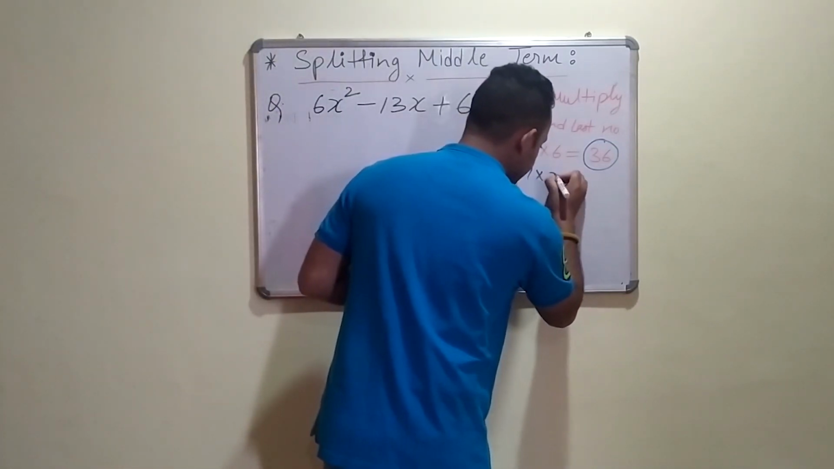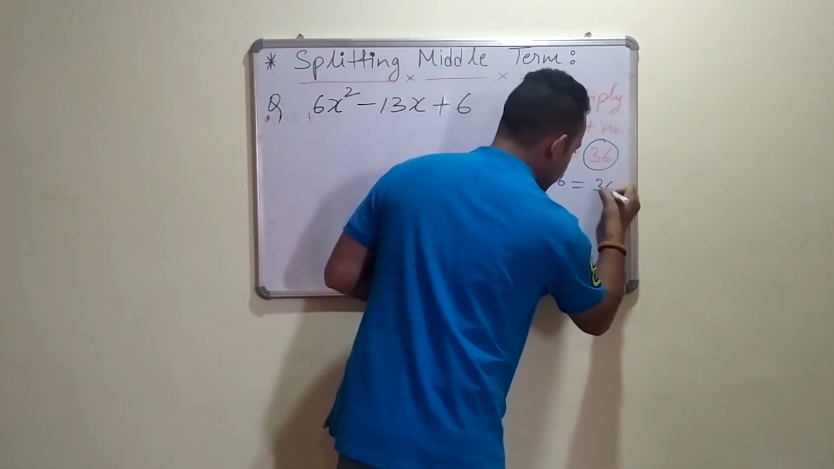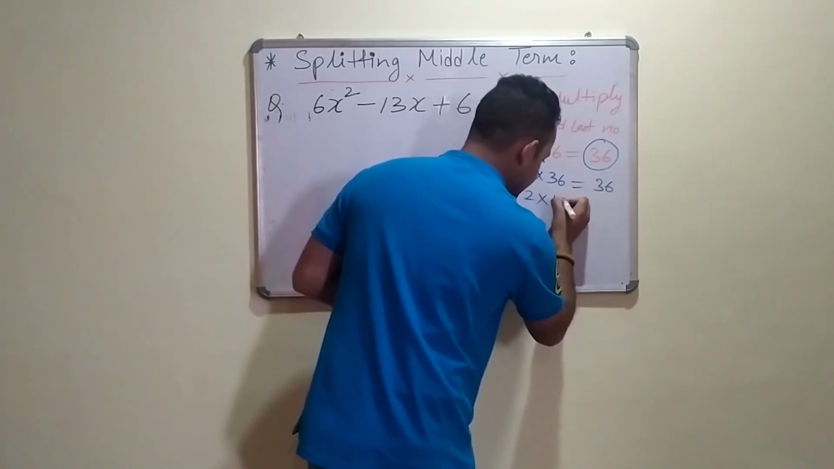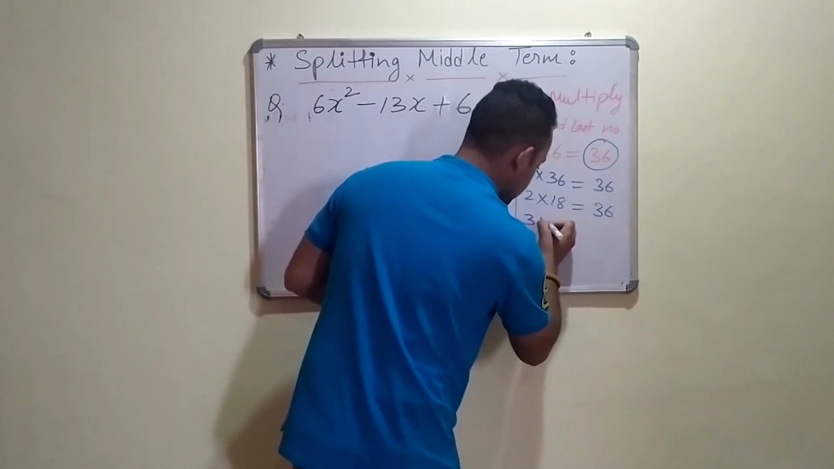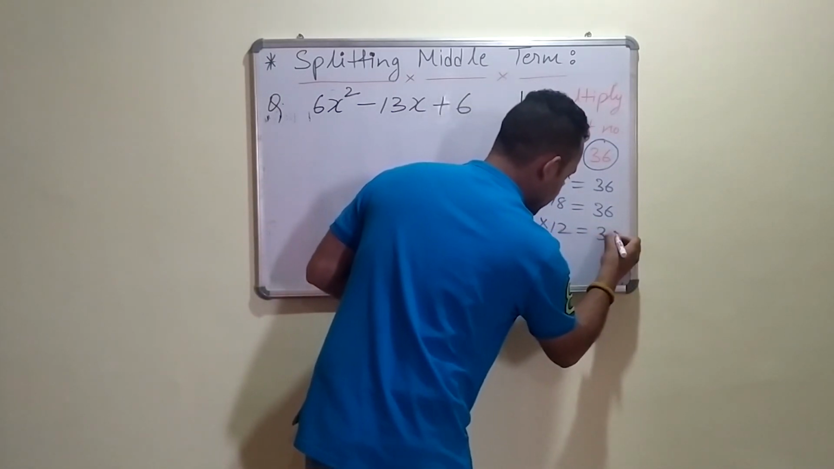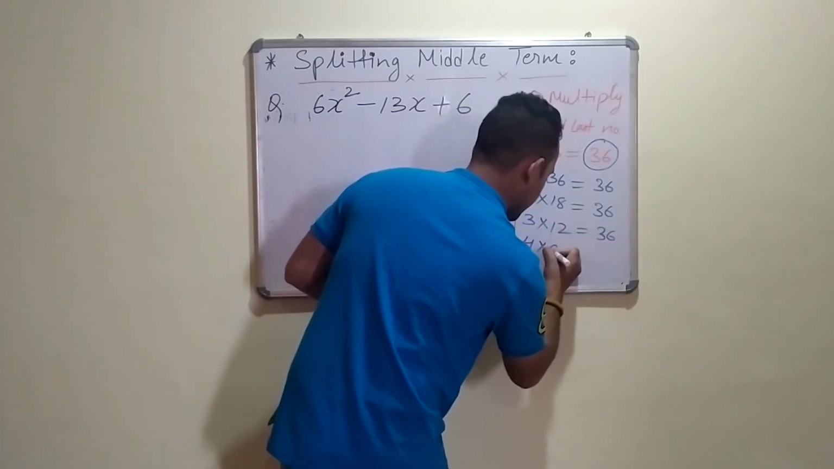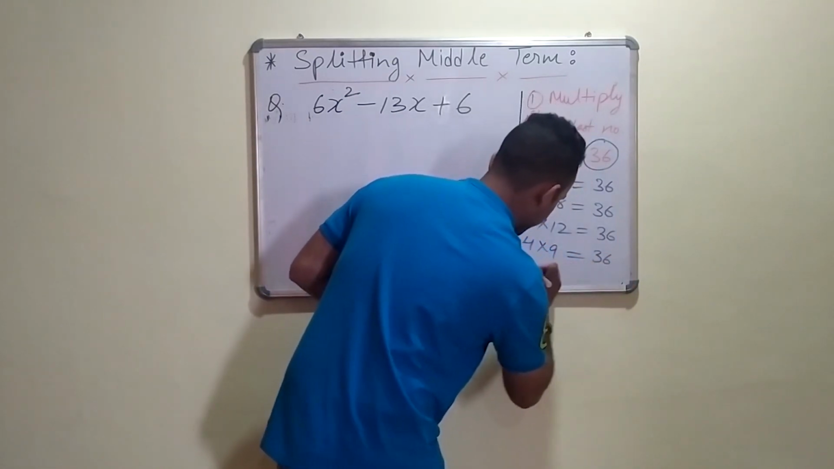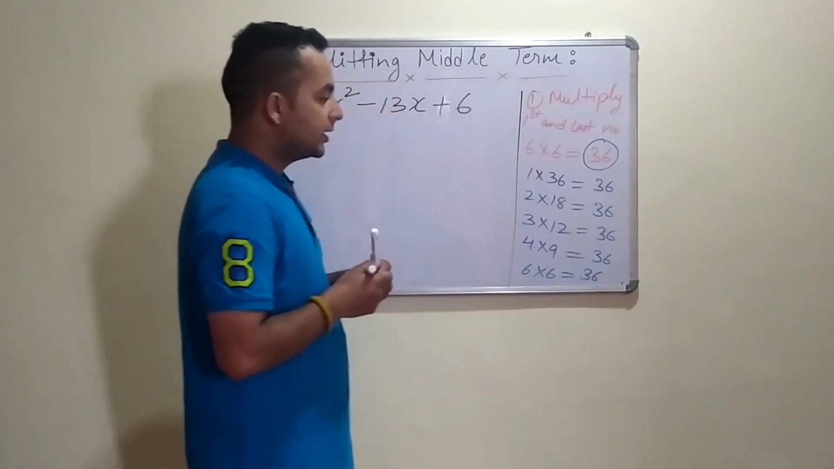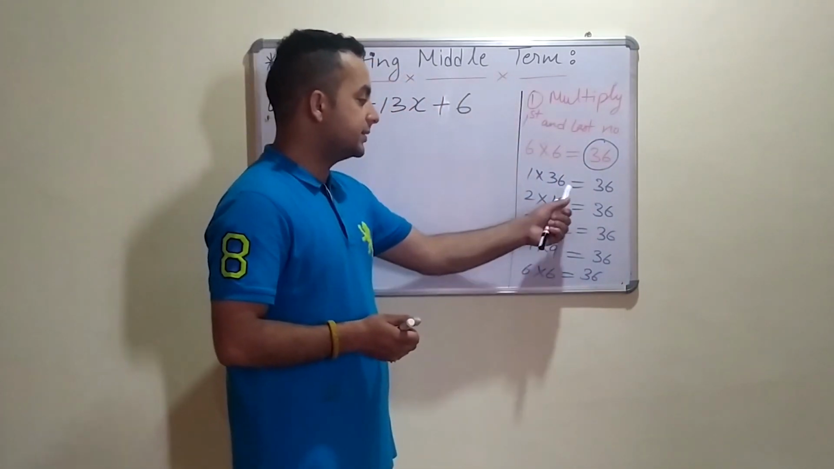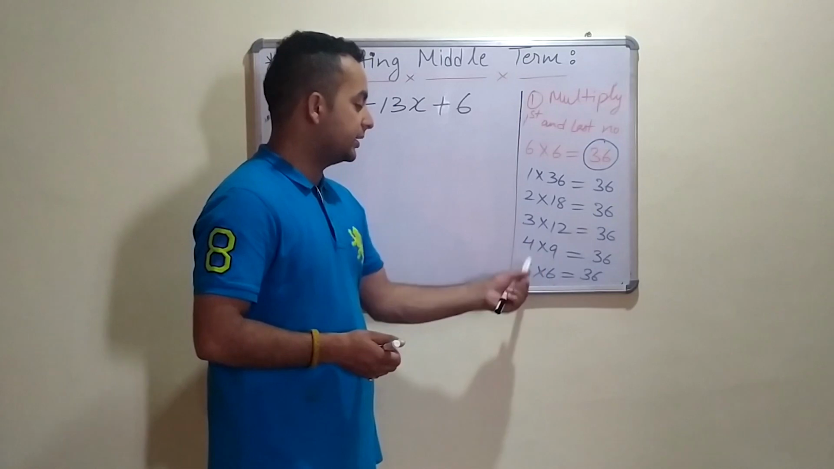The factors of 36 are: 1 times 36 is 36, 2 times 18 is 36, 3 times 12 is 36, 4 times 9 is 36, and then 6 times 6 is 36. So the factors of 36 are 1 and 36, 2 and 18, 3 and 12, 4 and 9, 6 and 6.